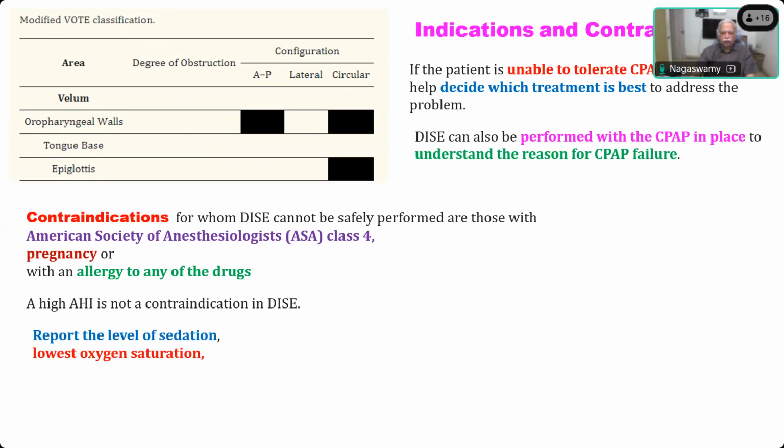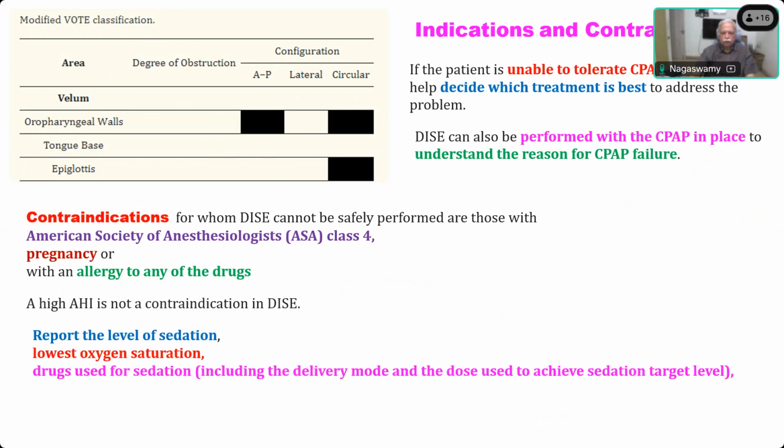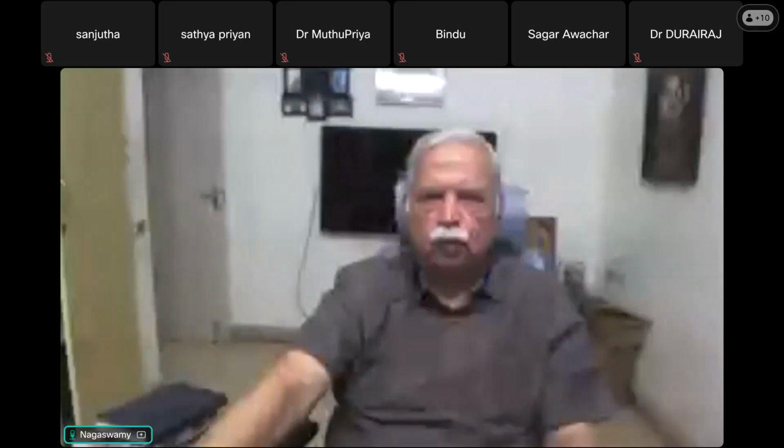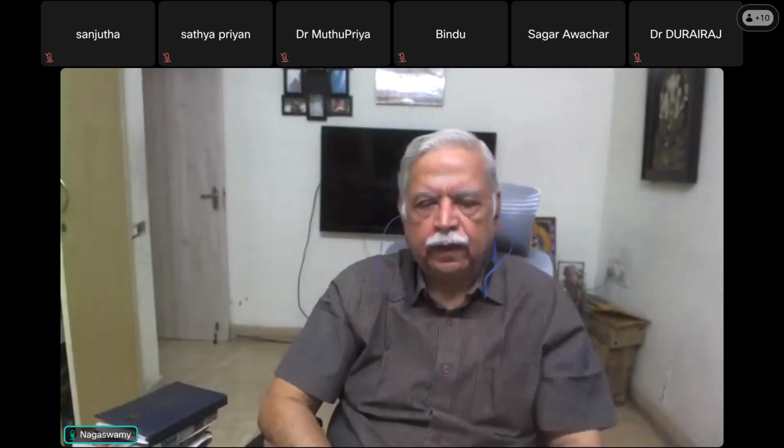Report the level of sedation, lowest oxygen saturation, what are all the drugs used, including their dosage and delivery mode to achieve the sedation, and what are all the findings. That will, of course, be automatically recorded in the monitor, and you will get a CD or a pen drive to watch it later on. And what maneuvers were performed during DISE. All these things have to be recorded. Okay, so that is what we have to write about DISE. This was asked once or twice in the question papers.